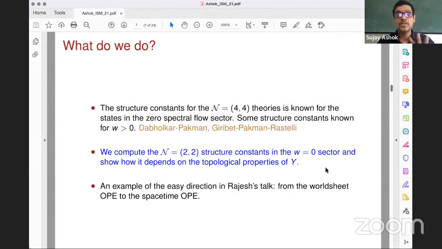Okay, so I should say that the structure constants for the Bershadsky-Witten theories were of course known. They were derived a long time ago by Dixon, Petropoulos and others, and also by Giveon, Kutasov and others, I think in 2007. So what we do in this work is to compute the structure constants, at least in the sector with no spectral flow, and show how they depend upon the topological properties of this Y theory. And just to make contact with previous talks in the conference, this is an example of what in Rajesh's talk was called the easy direction, going from the worldsheet to the spacetime. He was talking about the much harder task of going from spacetime to worldsheet. So this is simpler in that respect.